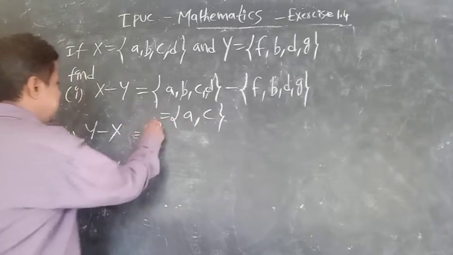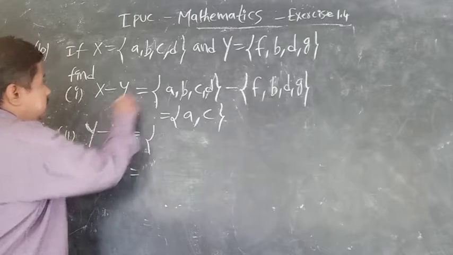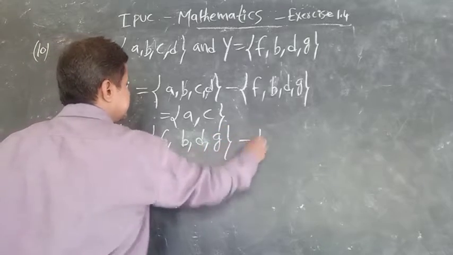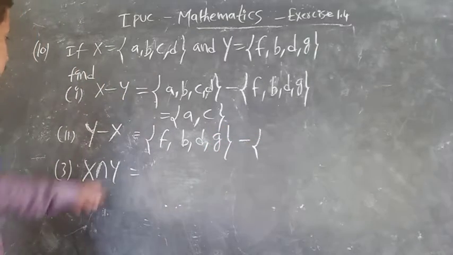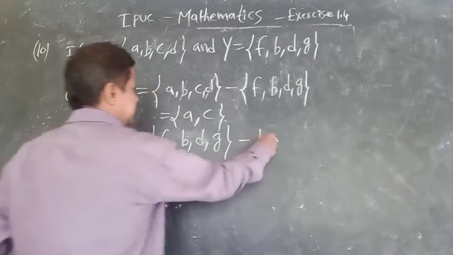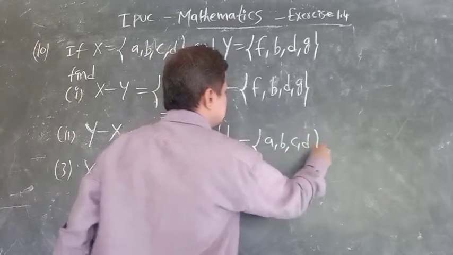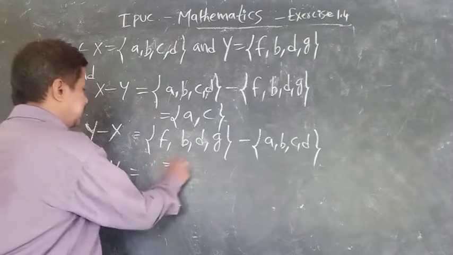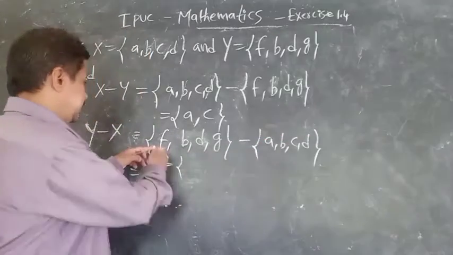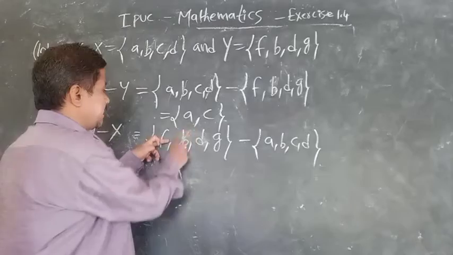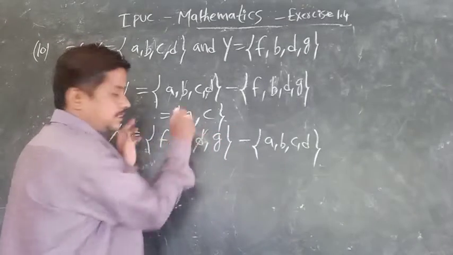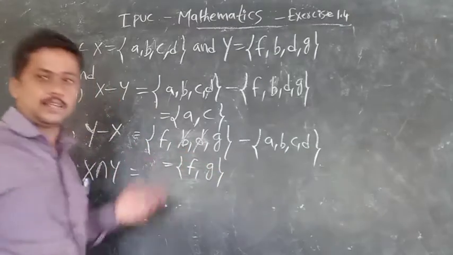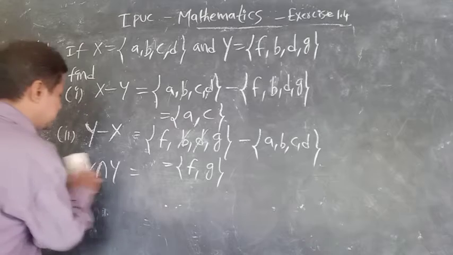Next we'll move to Y minus X. Write down Y first: F, B, D, G minus X: A, B, C, D. Like that, first you have to write. Now cancel. A is not there, leave it. B is there, cancel. C is not there, D is there, cancel. What are the remaining elements? F and G. So this is the answer: F, G.